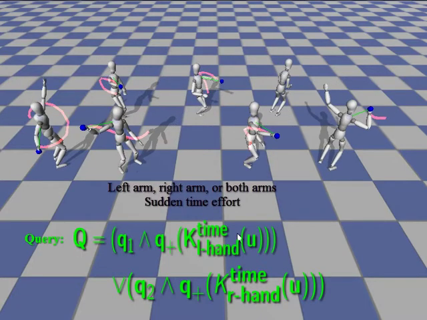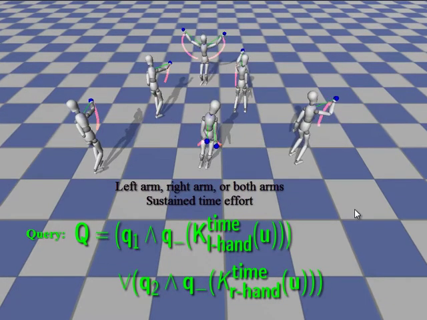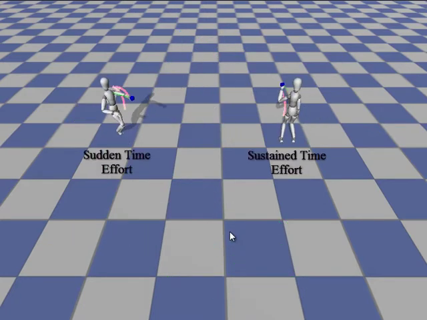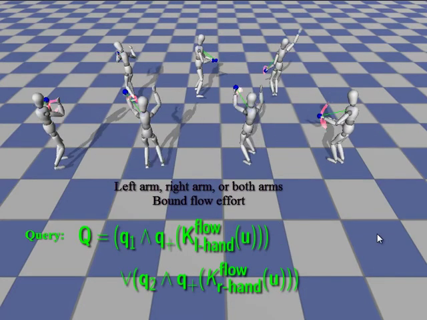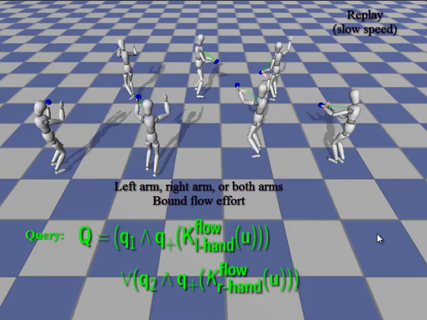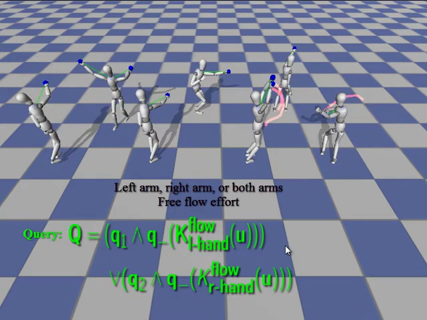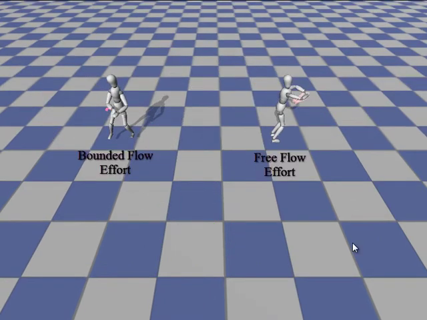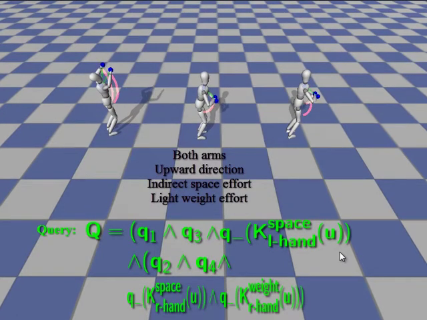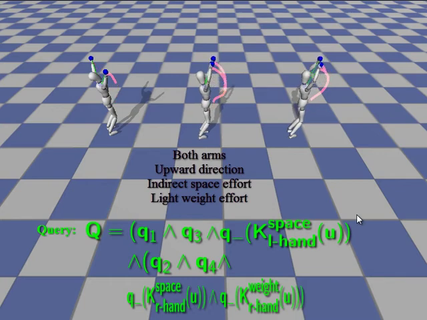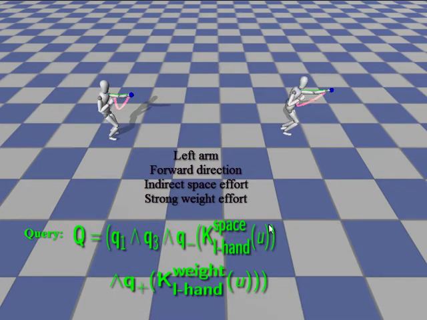Sudden gestures with peaks in acceleration or sustained gestures with uniform velocity are queried using time effort. Frequent change in acceleration of arm movement is captured using the flow effort metric. Complex, composite queries can easily be created using multiple key combinations to return more specific motions in the database.